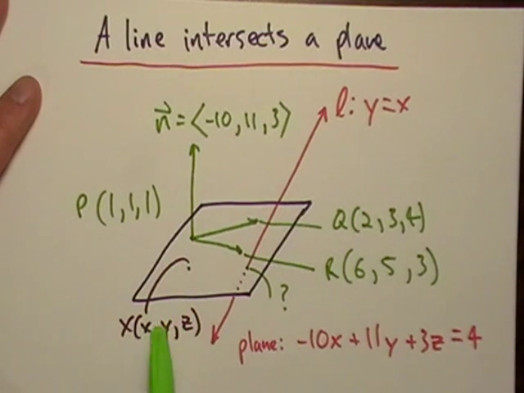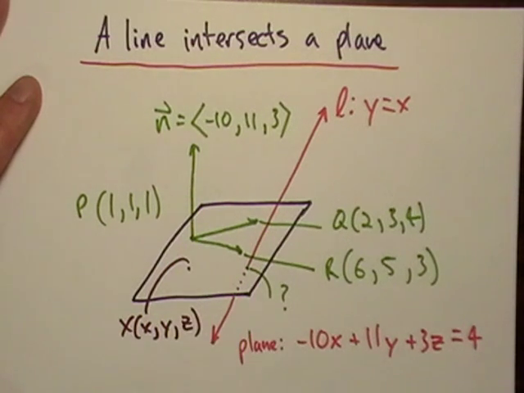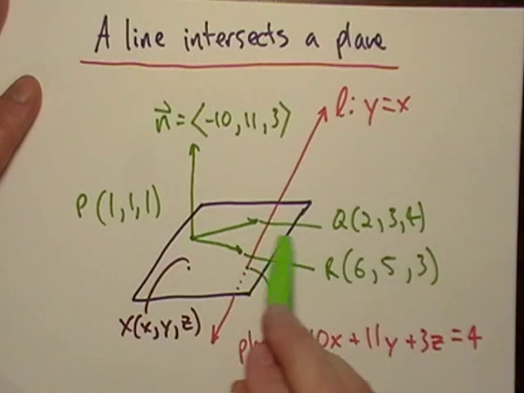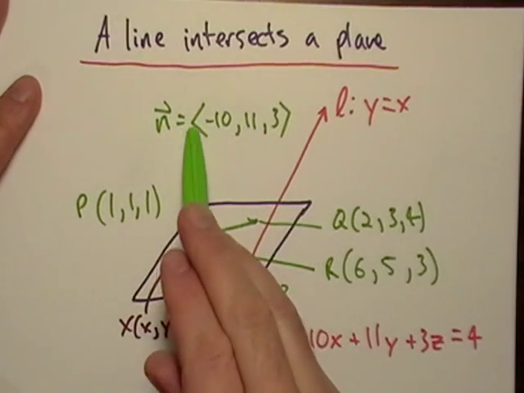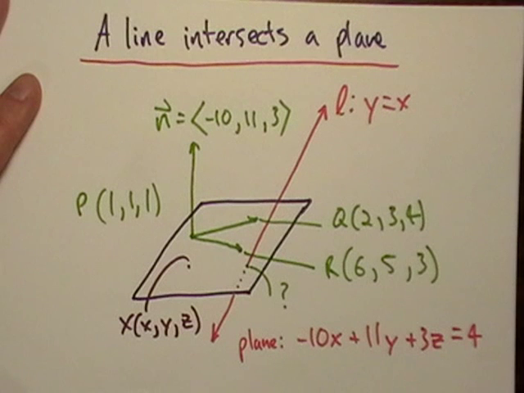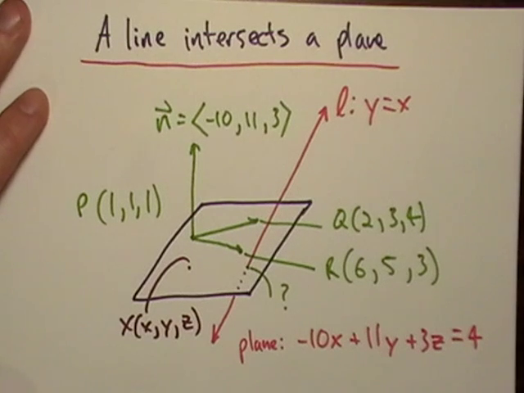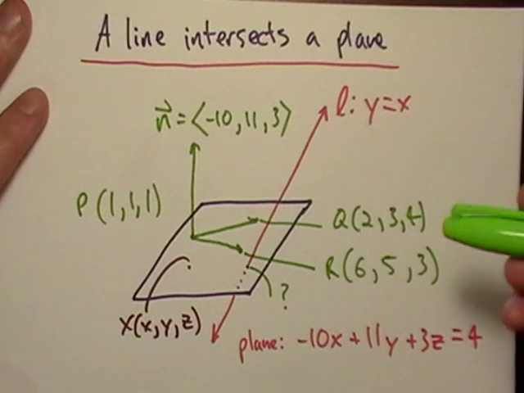This X, Y, Z over here represents all points on the plane. If you vectorized P and X, or Q and X, or R and X, and did a dot product with this vector, it should come out to 0. So that represents all points on the plane.